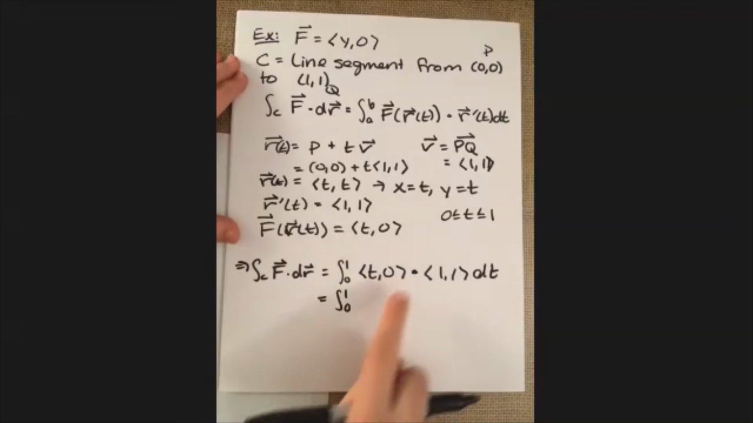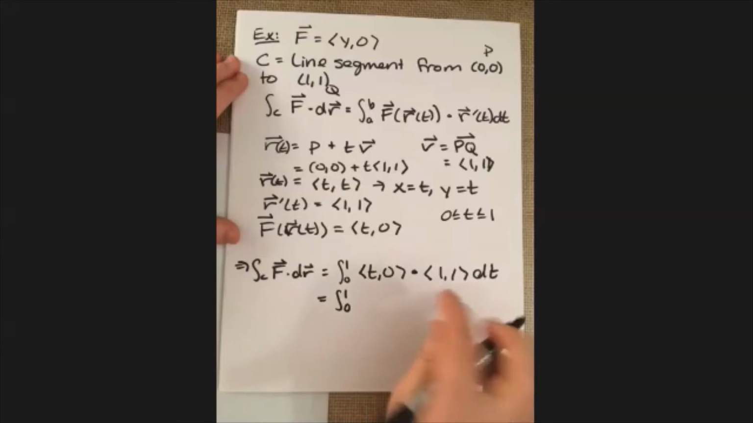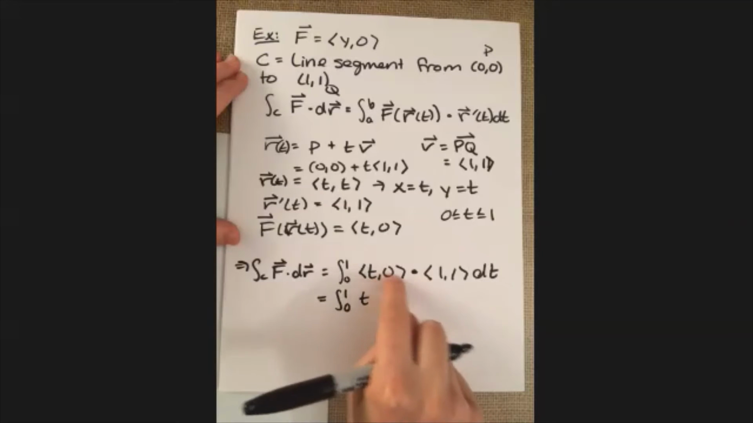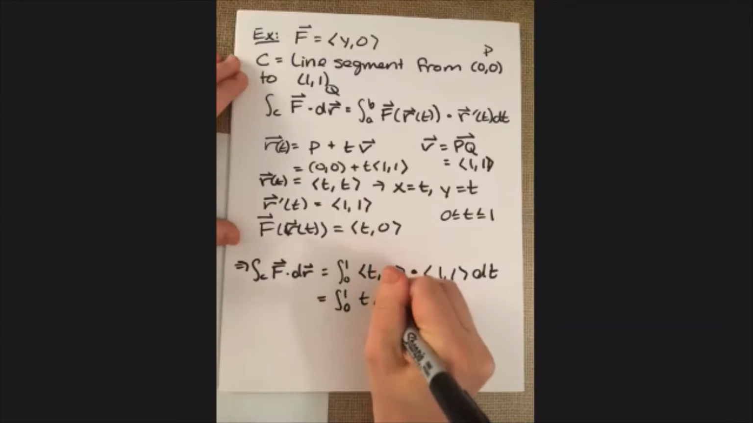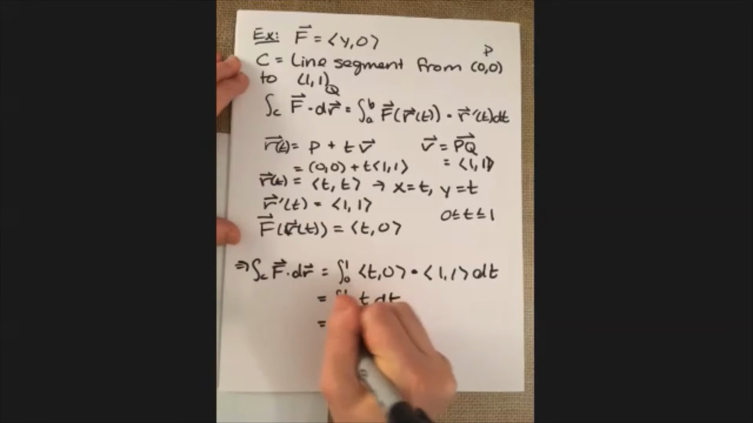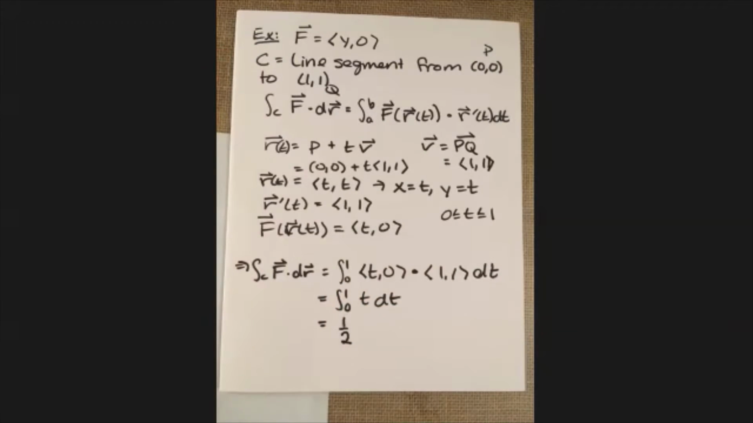Before we can integrate anything, we do have to compute that dot product. It's actually just going to be t because we wind up with t times 1 plus 0 times 1. So that's just the integral of t dt. And that integral from 0 to 1 of t is equal to 1/2. And yeah, that's really all there is to it. It's pretty straightforward, not too bad. So let's look at a slightly more complicated example though.